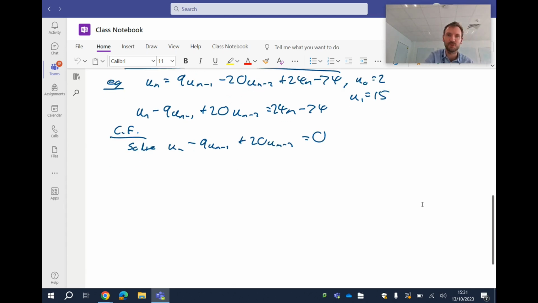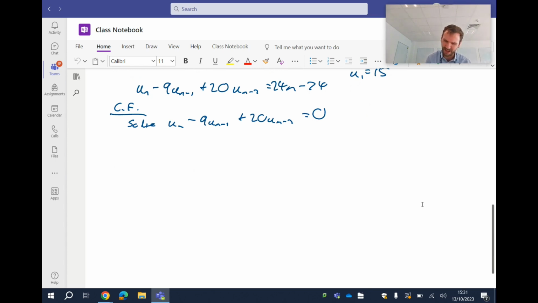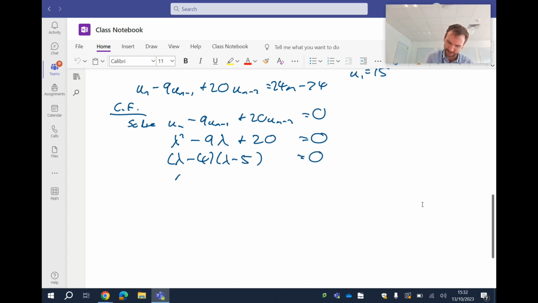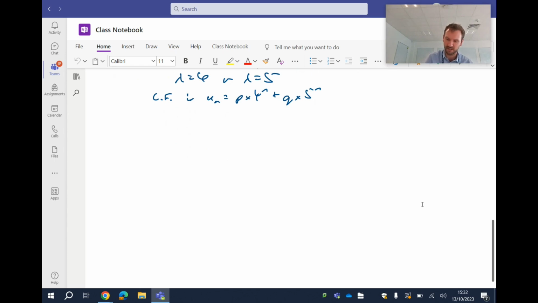This is exactly what we've just done in those previous examples, and we can jump straight to that auxiliary equation. So u_n gets replaced with lambda squared, the next term down gets replaced with just lambda, the next term is just a constant, and we're trying to solve that. Factorize, fortunately, I've chosen something nice, that factorizes fine. We have lambda equals 4 or lambda equals 5. And so our complementary function is going to be u_n equals something times 4 to the n plus something times 5 to the n.